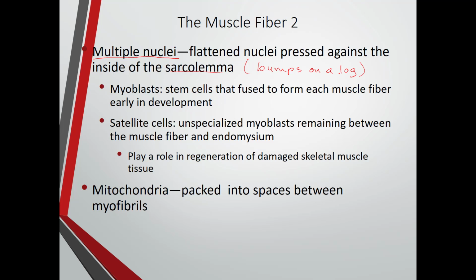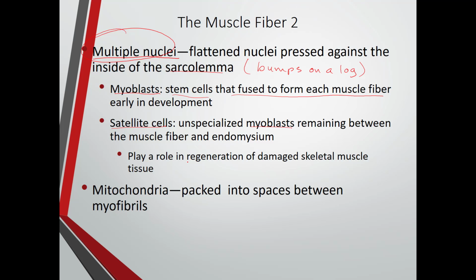So they're pressed really out to the edges, and they start out as myoblasts, which are stem cells that fuse together to form a muscle fiber, and that happens early in development. So this is why there are multiple nuclei. Satellite cells then develop from the unspecialized myoblasts and remain between the muscle and the endomysium.